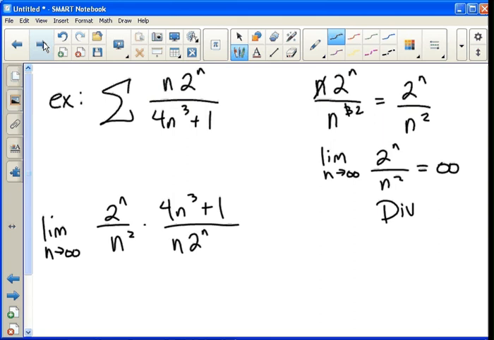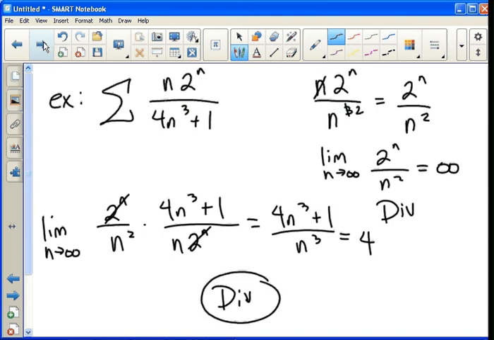Alright, now if you notice, we can cancel out the 2 to the n. There's one on top and bottom. And we end up with 4n cubed plus 1 over n cubed. The powers are the same on the top and the bottom, so that means our limit is just the coefficients, which would be 4. 4 is finite and positive, so that means they both do the same thing. So they both diverge.